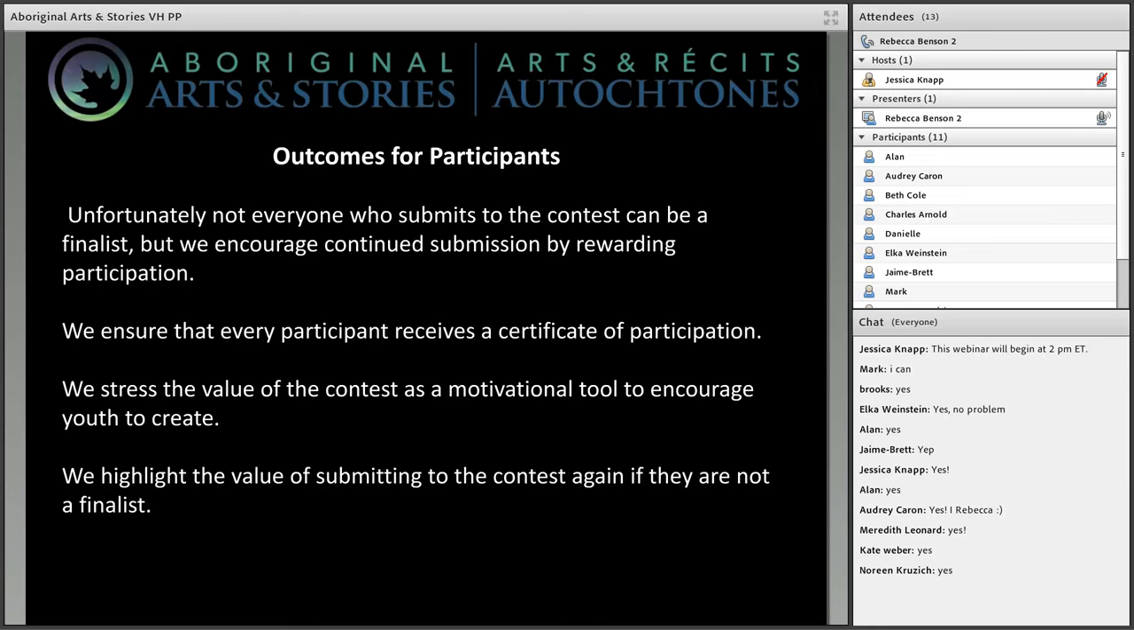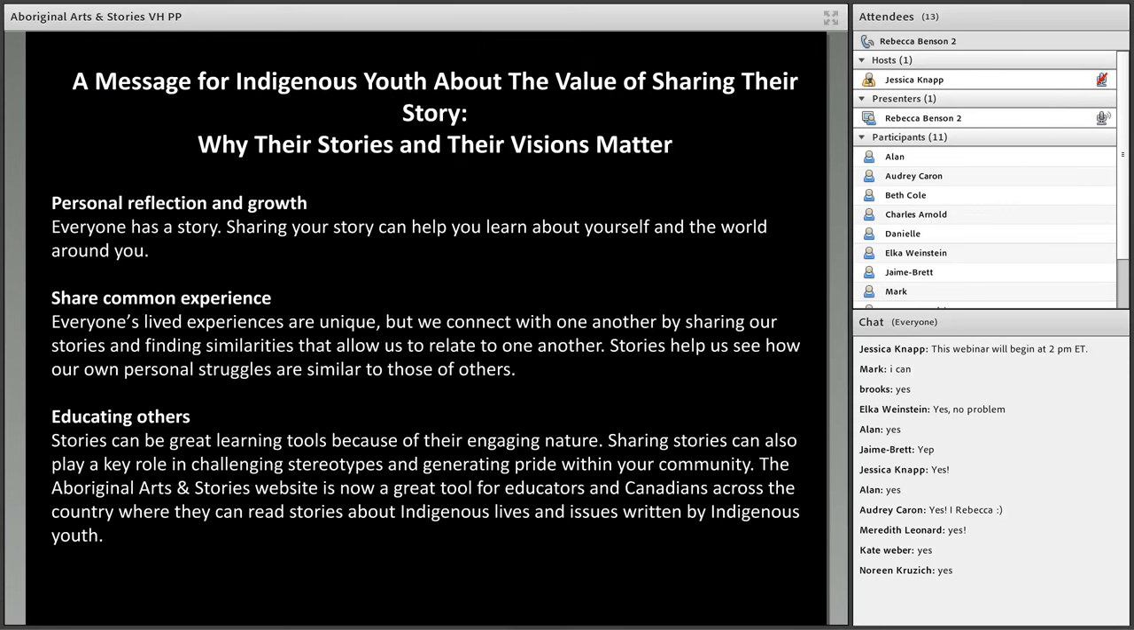And then we highlight the value of submitting to the contest again if someone is not a finalist, because that has happened. There have been people who have submitted to the contest one year and not won, and then been a finalist the next year. That has absolutely happened. So we try to encourage that as much as possible as well. So when I'm doing workshops, I really do try to stress this idea that the contest matters as a motivational tool.